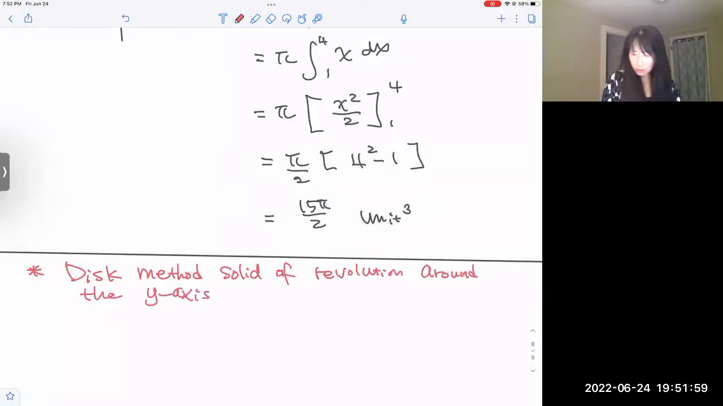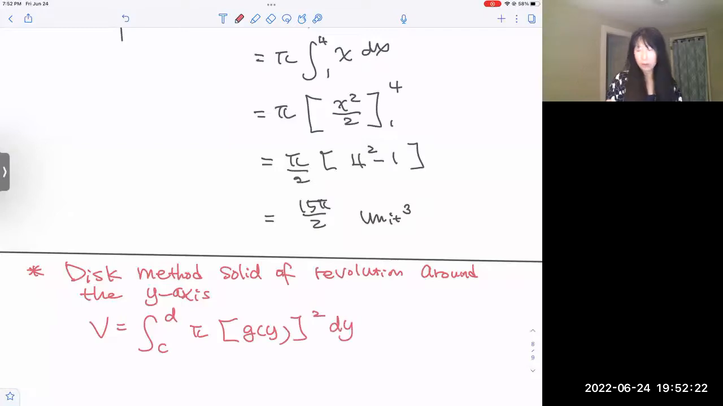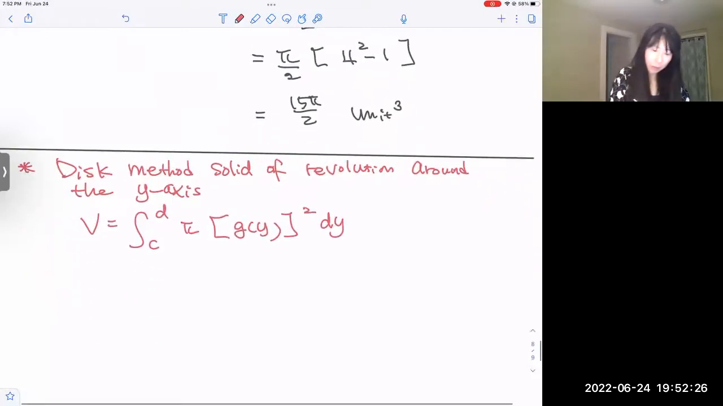Then we're going to use V equals pi, integral from c to d, lower bound, upper bound. We are using the y interval instead of the x interval, okay? And the same thing, the function in terms of y. So we have g of y, quantity squared, then we say dy, okay?